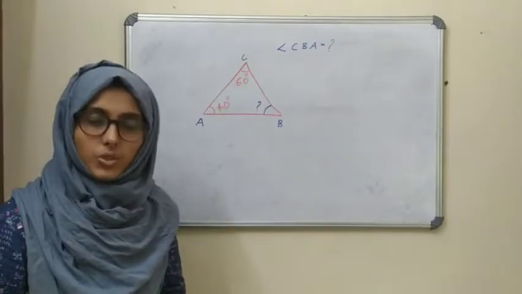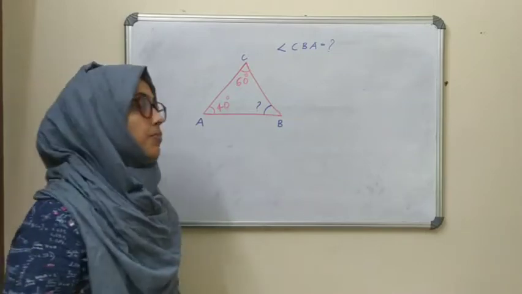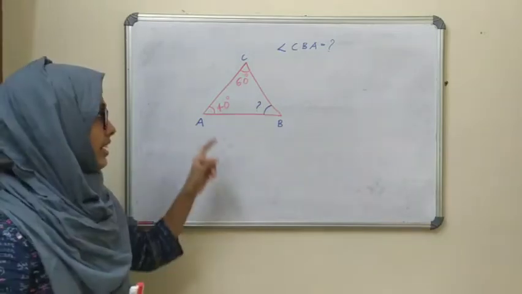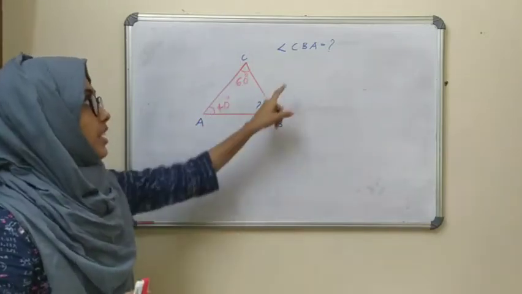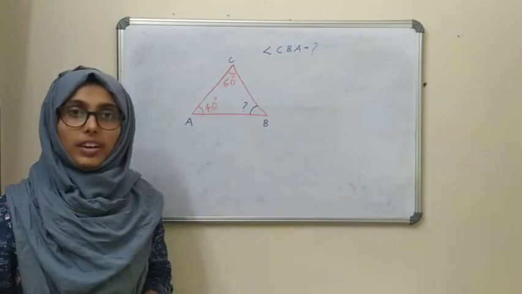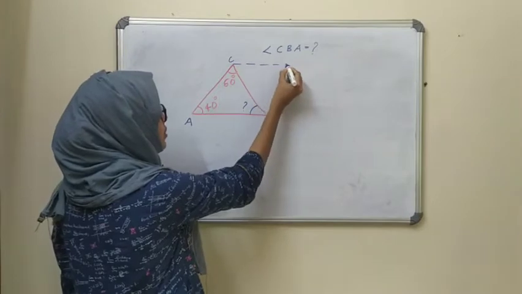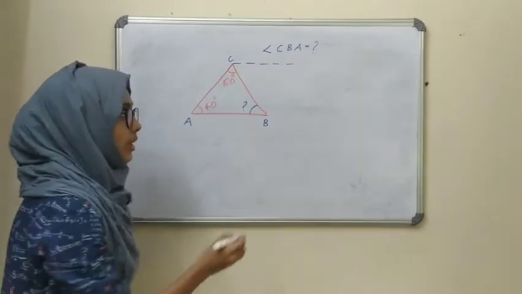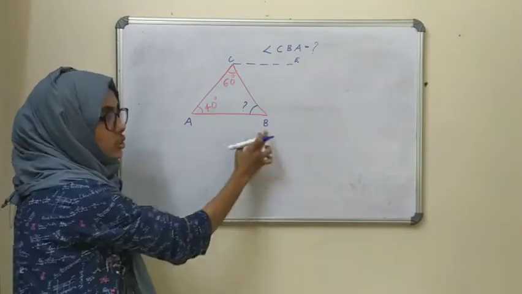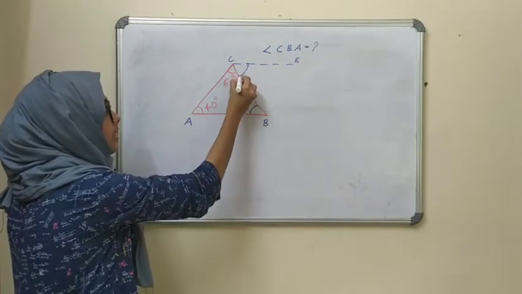Okay. So dear friends, I am going to show you one example related to the angles in a triangle. So this is one triangle. Now we are going to find this angle, that is angle ABC or angle CBA. How will I find that? First of all, I will draw a line, which is parallel to AB. So suppose this is E, so CE is parallel to AB. Now I want to find this angle. How will I find that?